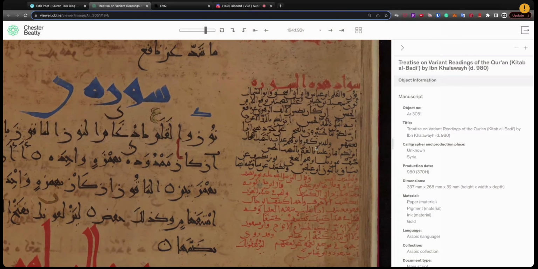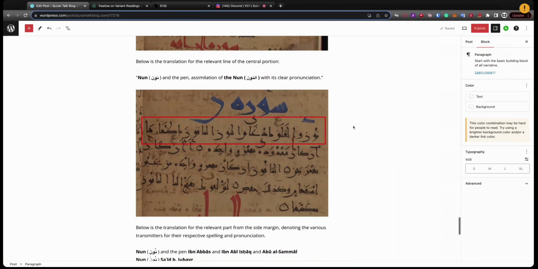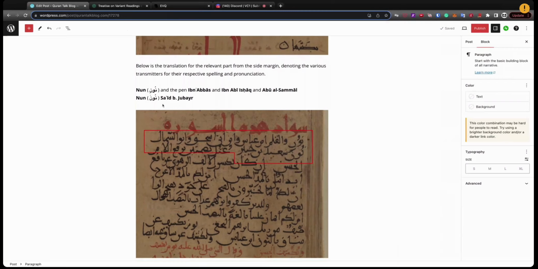If you look here, there's commentary. What does this commentary say? Let me zoom in. It tells us Nun and the pen by Ibn Abbas, Ibn Abi Ishaq, Abu al-Samad, and Nuna by Sa'id bin Jubair. So it says that in their recitation, it was spelled out and recited as Nun wa Nun.